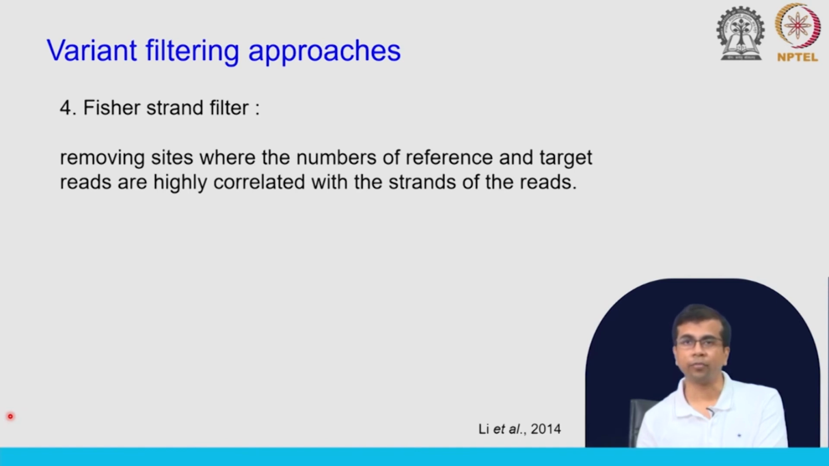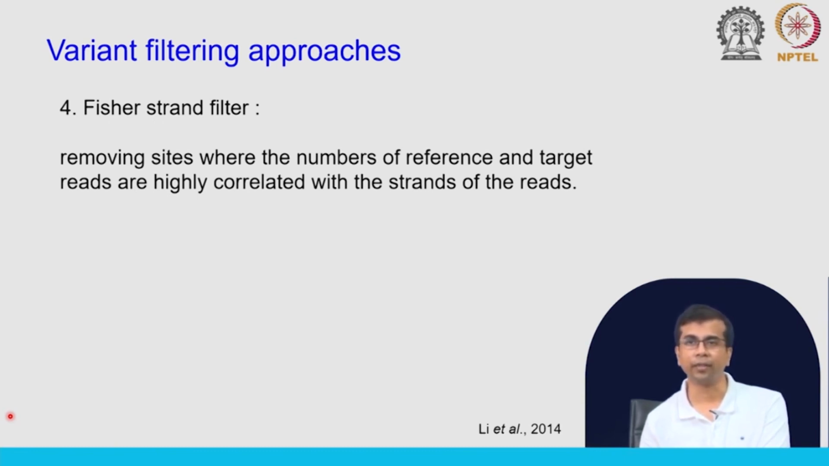Coming to the next one, this is called the Fisher strand filter. Here we remove sites where the numbers of reference and target reads are highly correlated with the strands of the reads. What it means is that, for example, the reads that you get for the reference are mostly on the positive strand, and the reads that you get for the target are mostly on the reverse strand. That kind of bias might be there, and this is something we want to avoid.